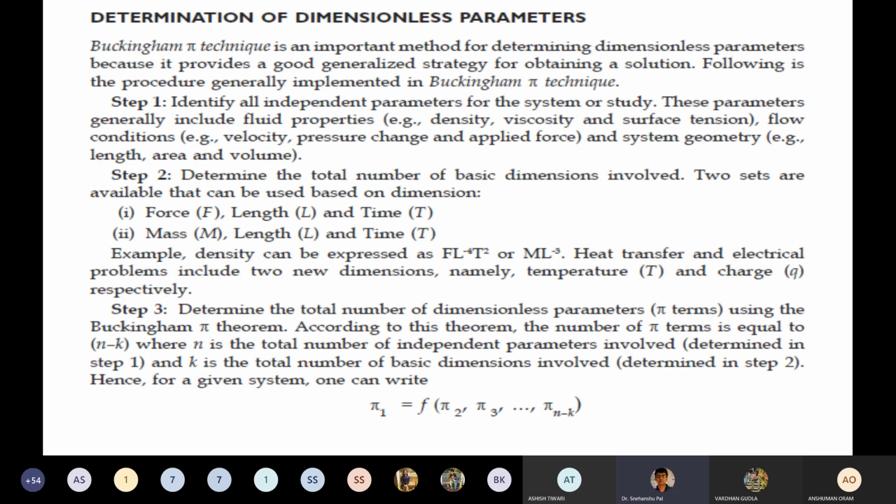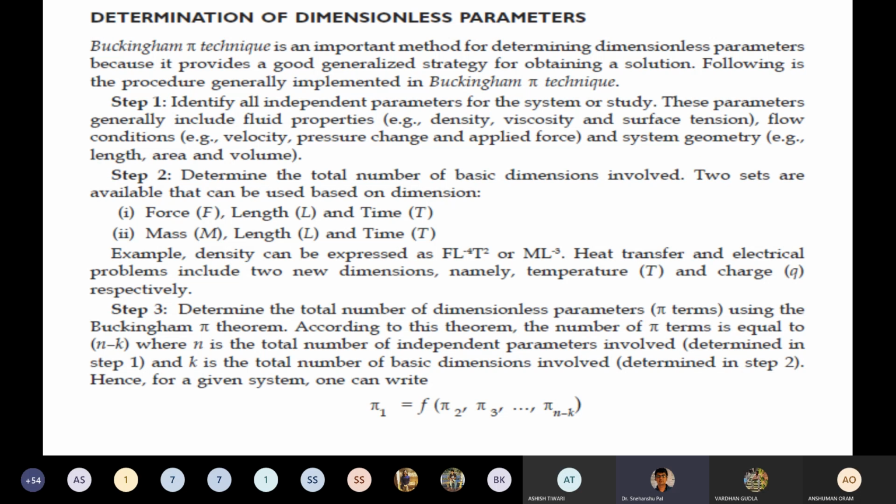Step 1, identify all the independent variables. These parameters generally include certain independent variables. Then determine the total basic dimensions involved. Reduce the dimensions to force, length, time, or mass, length, time. Suppose you take the example of density: this is F L to the power minus 4 T squared, FL^-4 T^2. In this way you can reduce the dimensions.